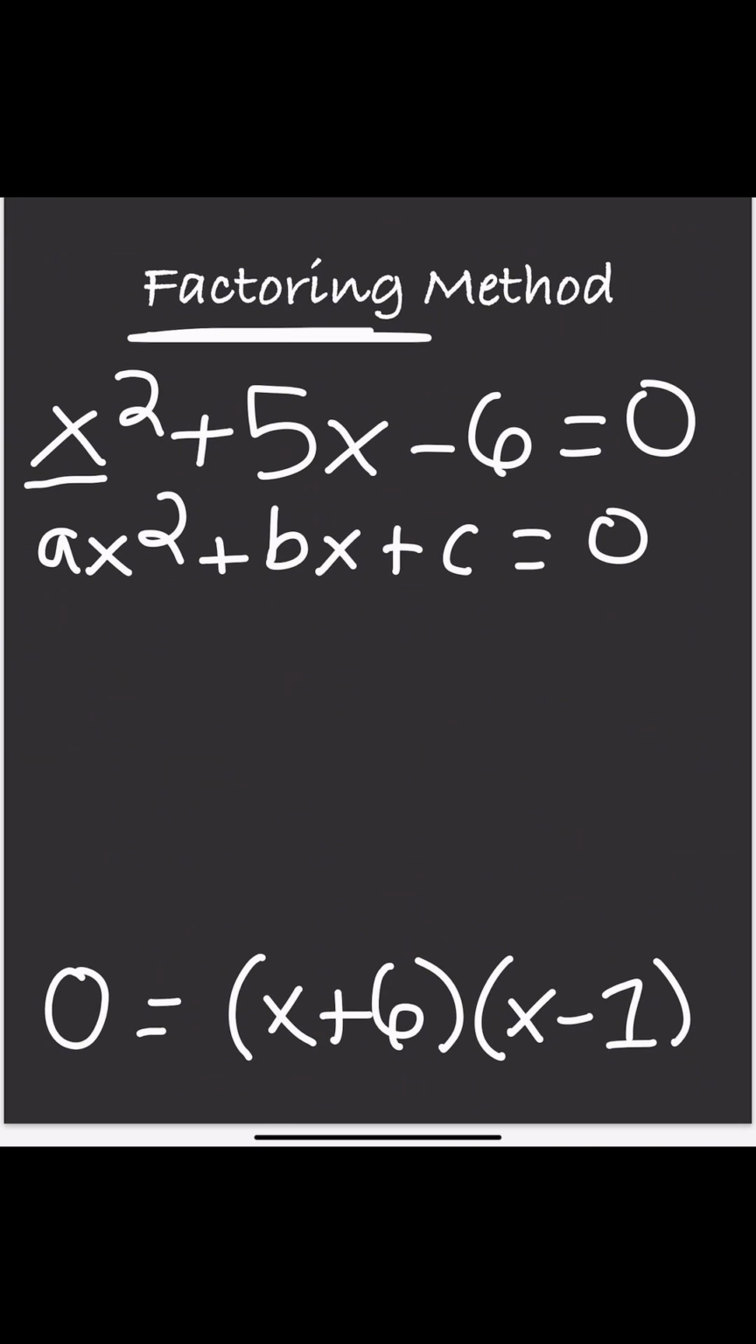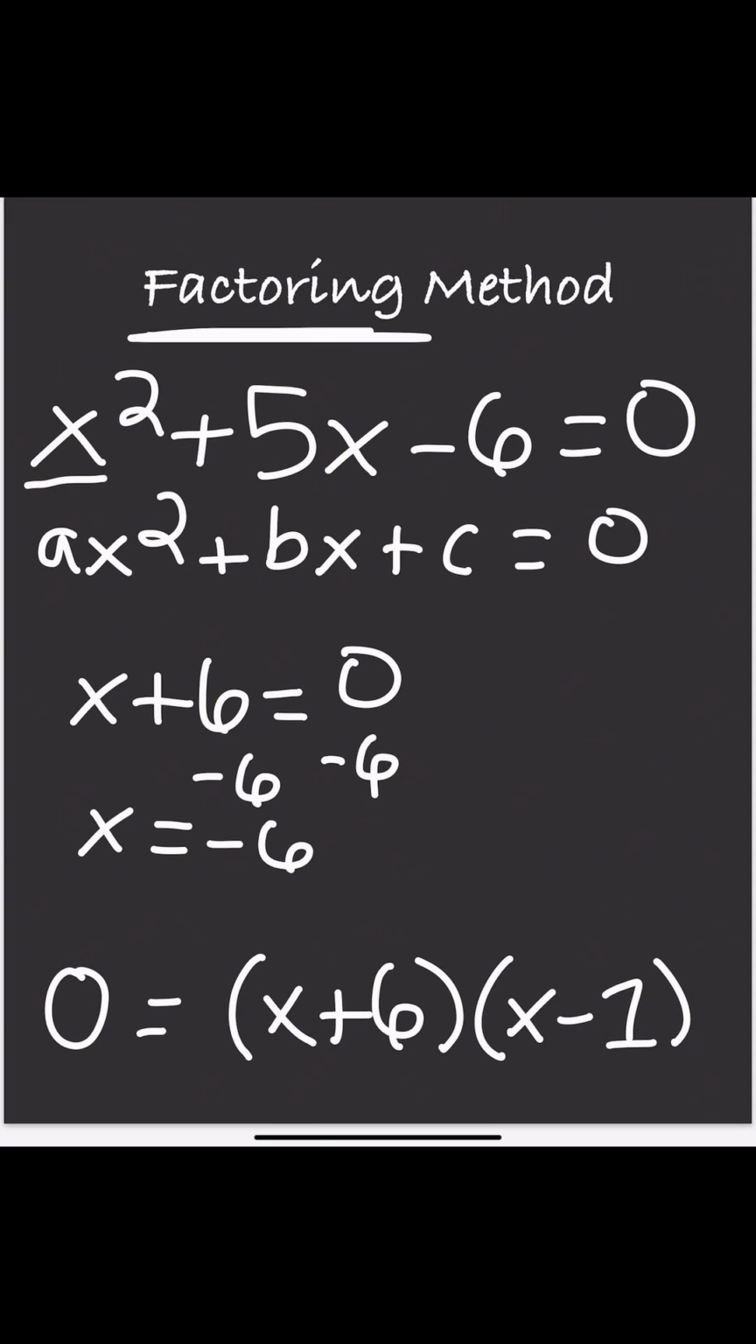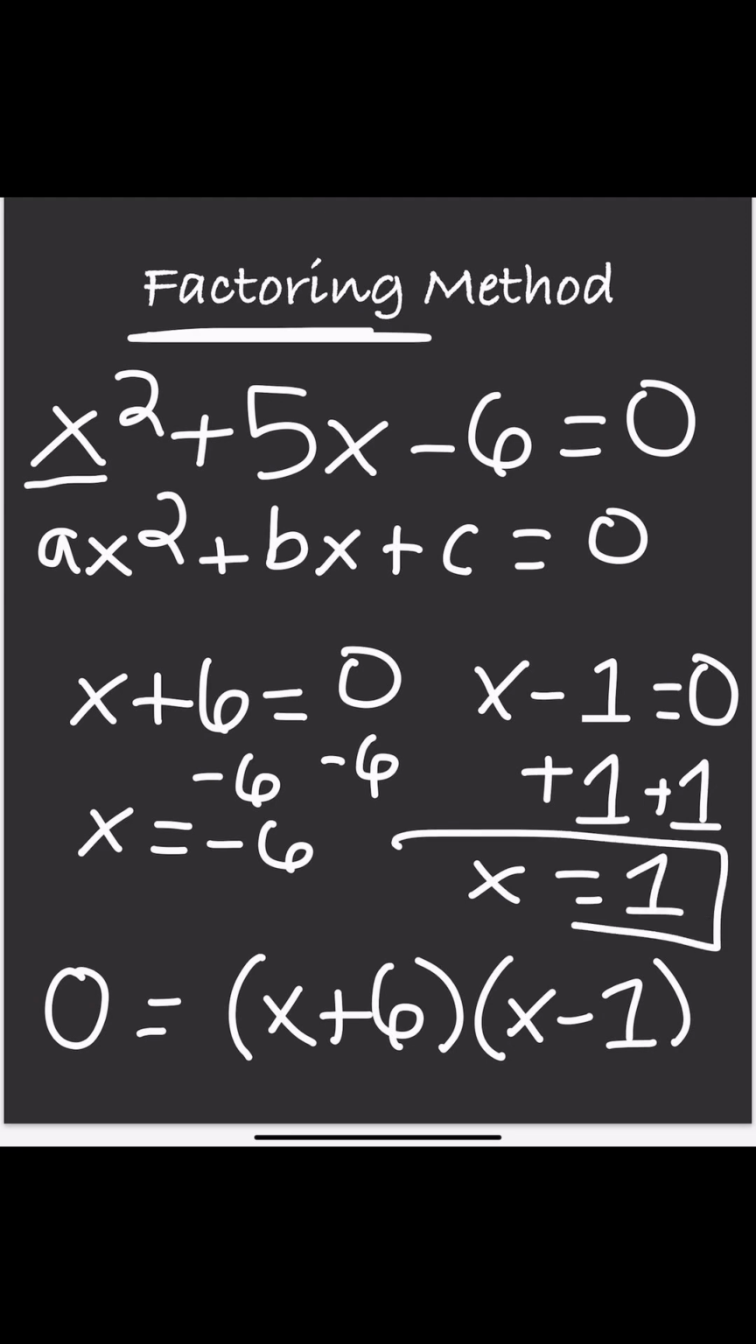So what you're going to do is make room for the rest. So you're going to have x plus 6, which equates to 0. And then you're going to subtract 6 on both sides. And that is going to give you x equals -6. And then you're going to do the same thing. So you're going to have x minus 1 equals 0, and then you're going to do plus 1 on both sides. And that's going to give you x equals +1.